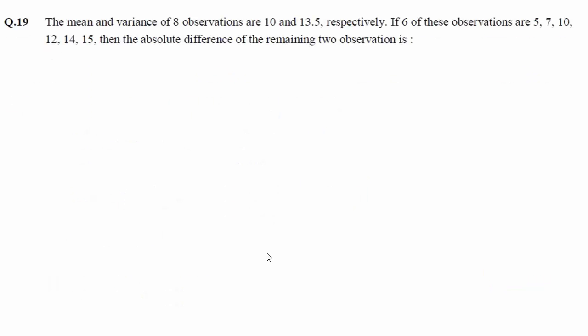Question 19. The mean and variance of 8 observations are 10 and 13.5 respectively. If 6 of these observations are 5, 7, 10, 12, 14 and 15, then the absolute difference of remaining 2 observations is, options are 5, 9, 3, 7.